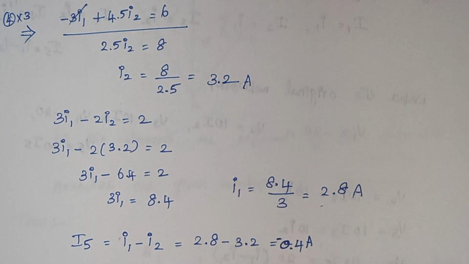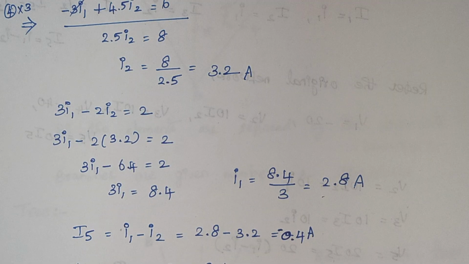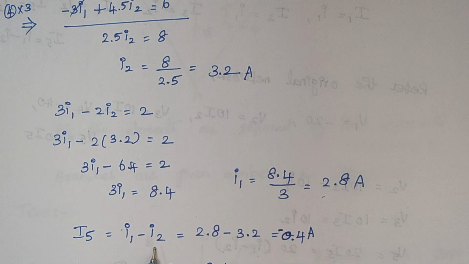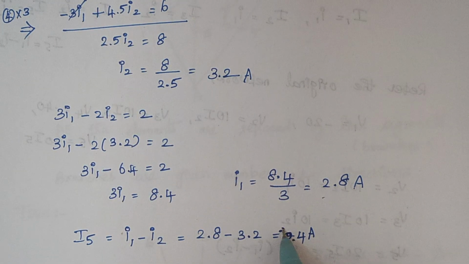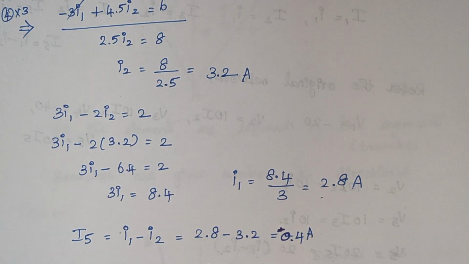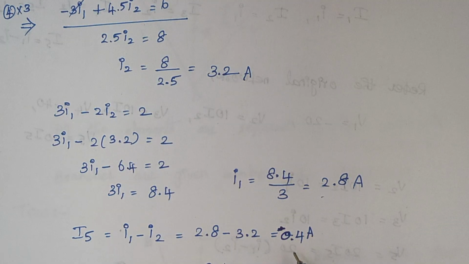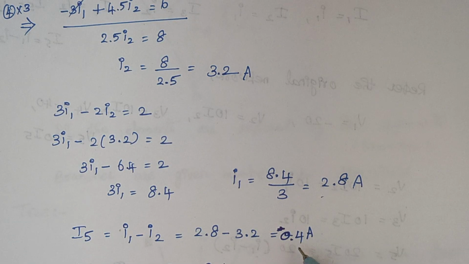The next thing is we are going to calculate the current I5. I5 is I1 minus I2. So 2.8 minus 3.2 gives you minus 0.4 amps. So what does this minus sign indicate? This minus sign indicates that the assumed direction is wrong. We have to consider the current flow in the opposite direction.